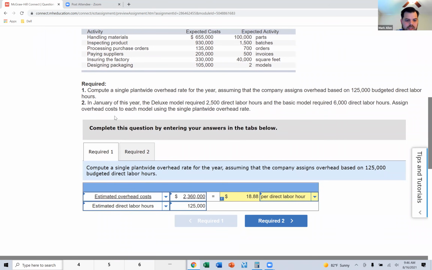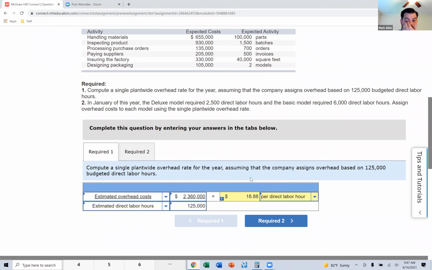So right away, they tell us compute a single plant-wide overhead rate for the year, assuming the company assigns overhead based on 125,000 budgeted direct labor hours. And then number 2, in January of this year, the deluxe model had a certain number of hours and basic had a certain number of hours.